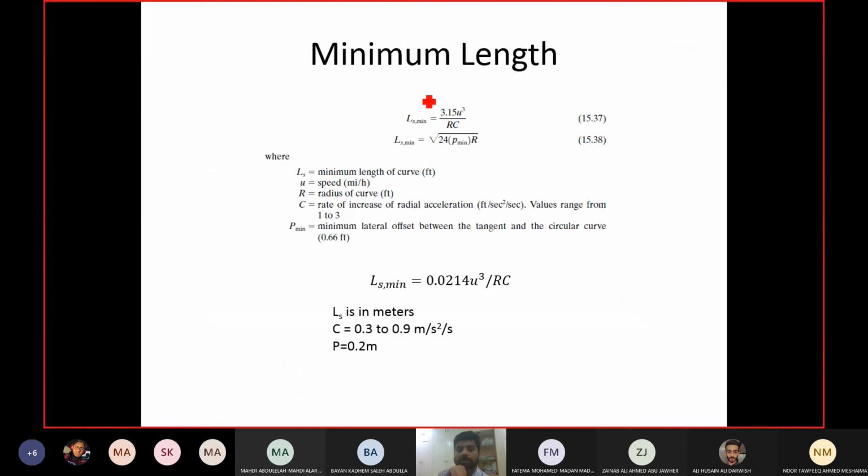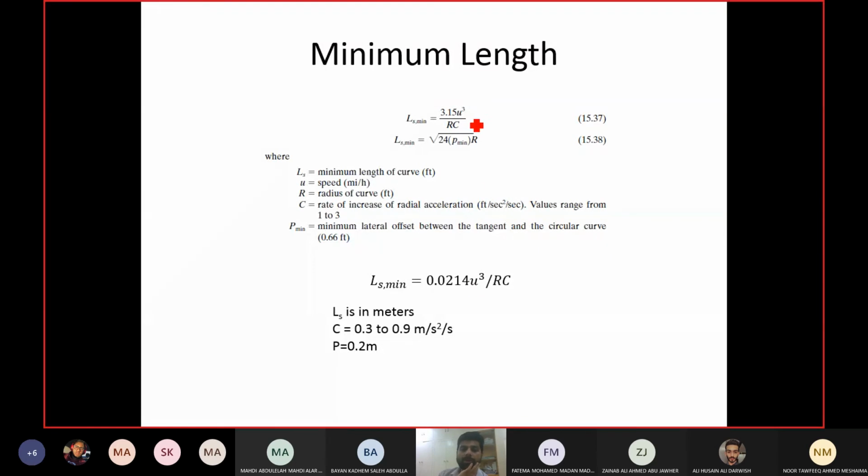These are the equations to find out the minimum length of the curve. Okay, so the first two are in feet, the last one is in meters. Now, U is velocity, R is the radius you want to achieve, and C is the rate of increase of radial acceleration, which has a range from 1 to 3 feet per second cubed, or 0.3 to 0.9 meters per second cubed. So whichever units you want to use.